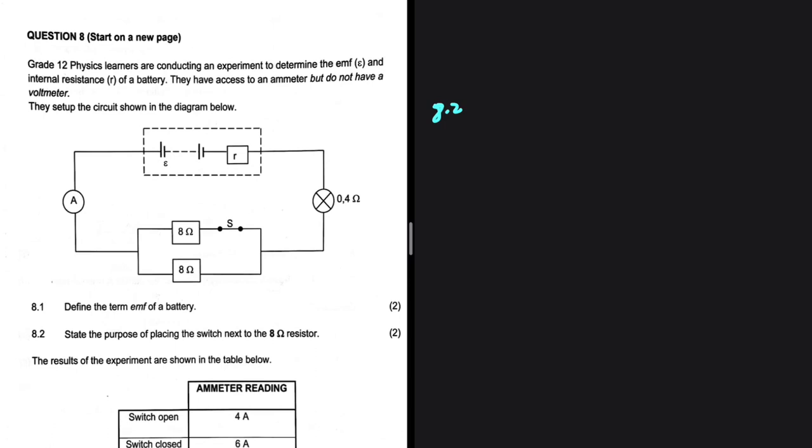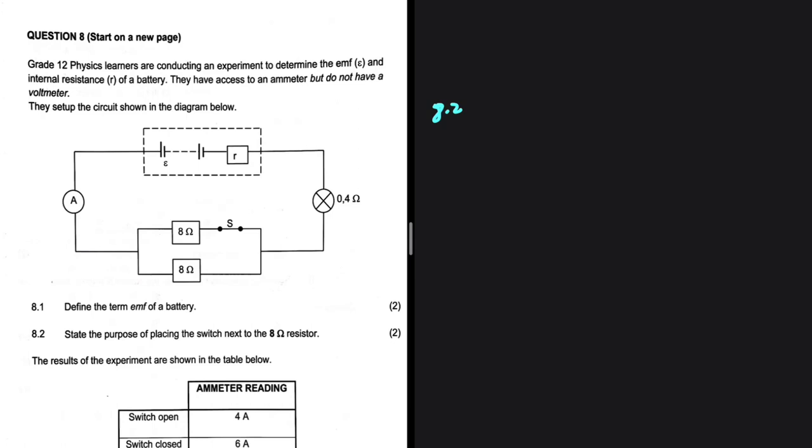Grade 12 physics learners are conducting an experiment to determine the EMF and internal resistance of a battery. They have access to an ammeter but do not have access to a voltmeter. They set up the circuit shown in the diagram below. That is the information we have. Let's go back to our equation again.